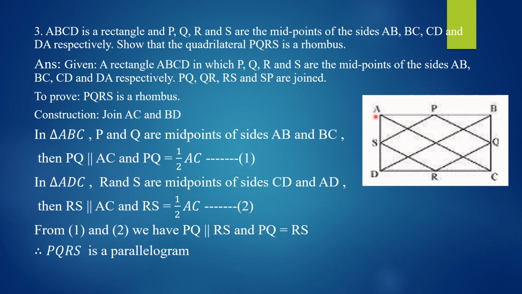In the same way, in the second triangle ADC, R and S are the midpoints of CD and AD. Therefore, SR will be parallel to AC and SR will be half of AC. Using equation 1 and equation 2, we have PQ parallel to RS and PQ equal to RS. Since one pair of opposite sides are equal and parallel, PQRS is a parallelogram. Now we are going to prove this parallelogram PQRS is a rhombus.